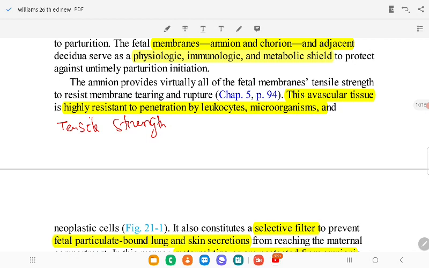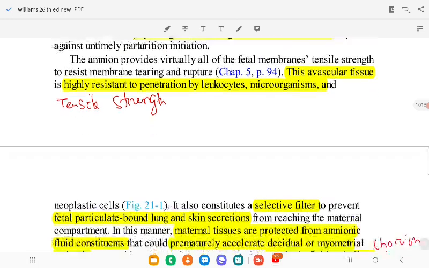What is the function? Amnion is a fetal membrane that is completely avascular tissue. It is highly resistant. Because amnion is a thick membrane, it is resistant to penetration by leukocytes and microorganisms.